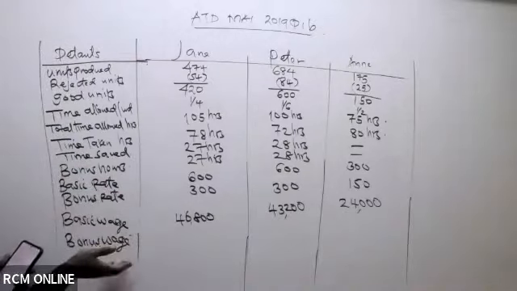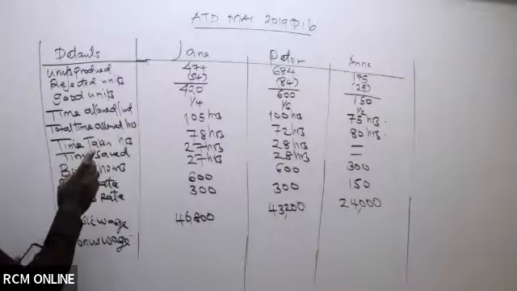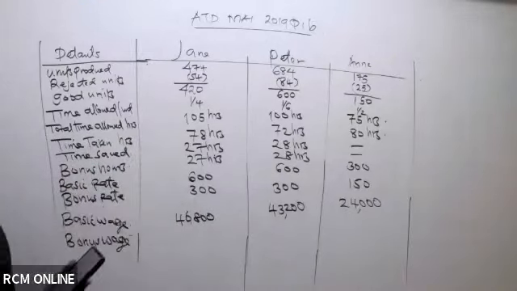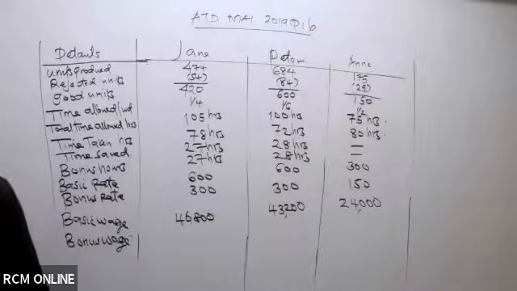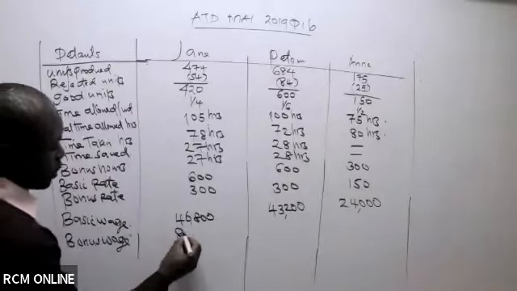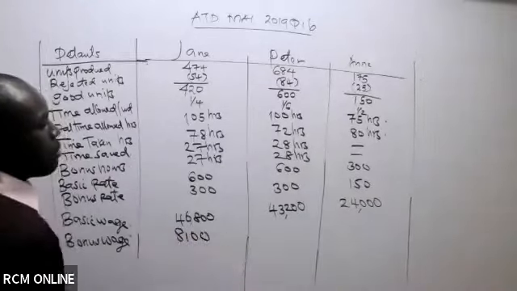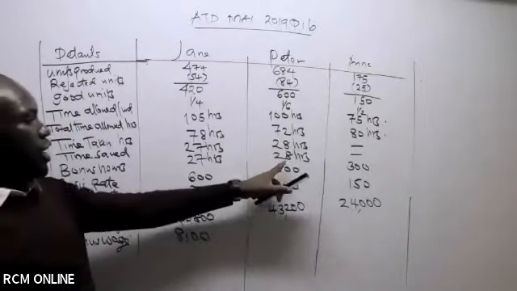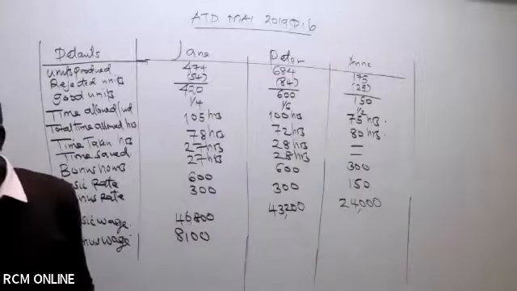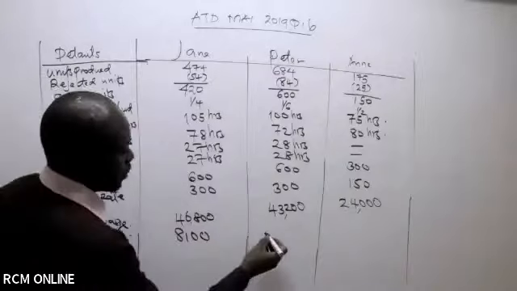Let's go to the bonus wage. We take bonus rate times bonus hours. So 27 by 300. What do we get? 8,100, we are right. How about 28 by 300? 8,400.